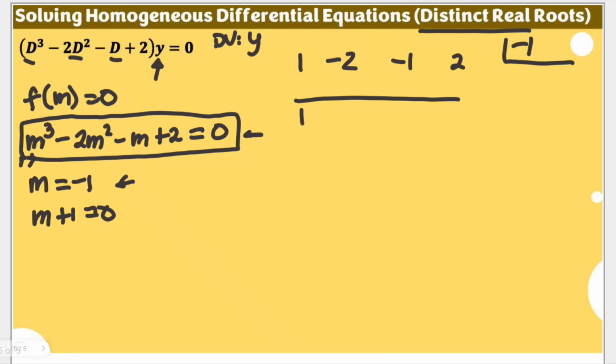1 times negative 1 is negative 1. Add, that's negative 3. Negative 3 times negative 1 is 3. Add, you will get 2. 2 times negative 1 is negative 2. Add that, 0. You would know that this is really correct when your final value here, your remainder, is 0. That's why it's called the rational 0, one of the roots of our polynomial equation under the rational root or rational 0 theorem.